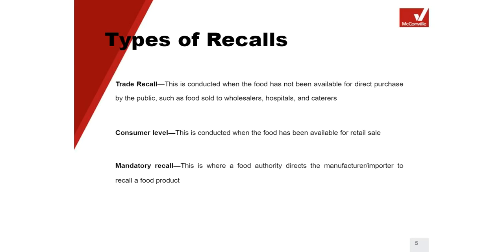The next one on the list there, undeclared allergens, and that could be due to incorrect labelling on the product. It could also be incorrect packaging. There could be contamination of the product. So you might have peanuts in there, and they actually shouldn't be in there.